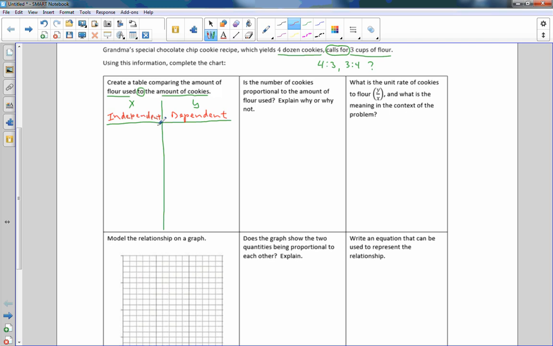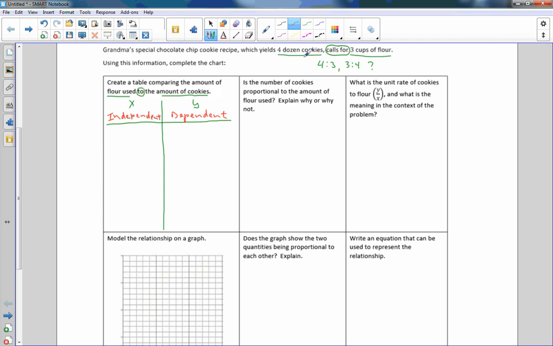So what your parents say will determine what you do. If your parents say go to bed, then you are going to go to bed, and that is going to be a result. So they have an influence on you, if you will. And the same goes with these variables. X influences Y.